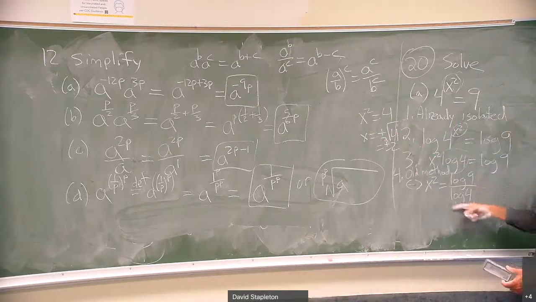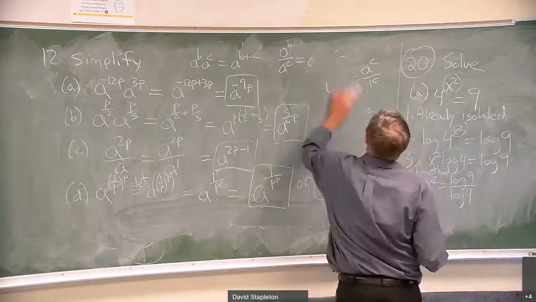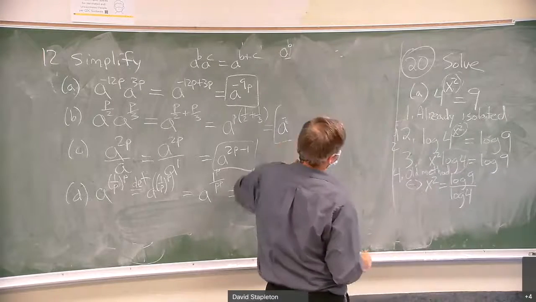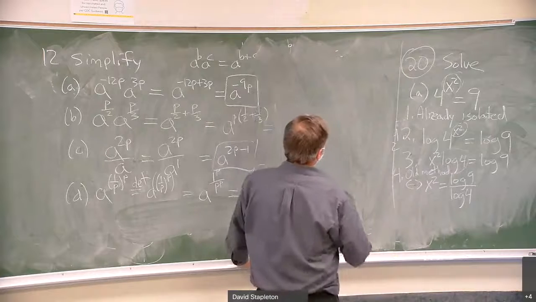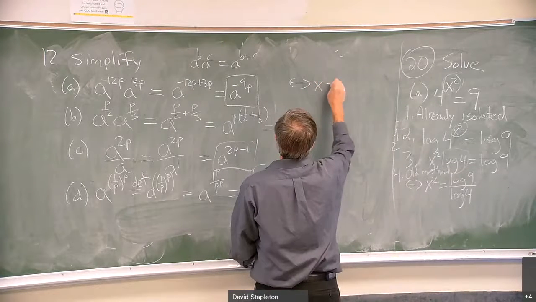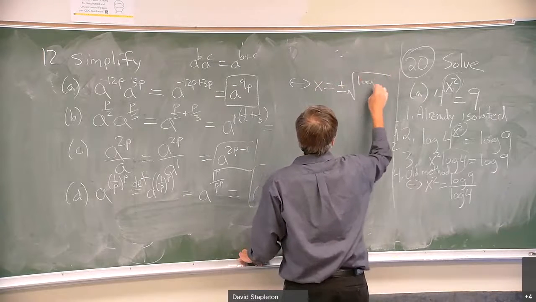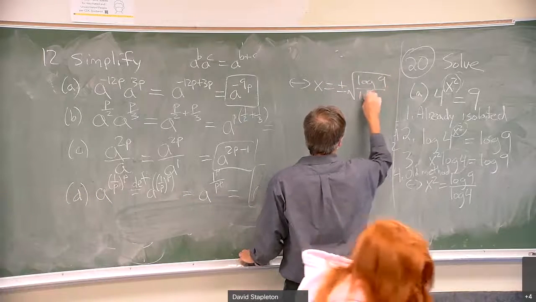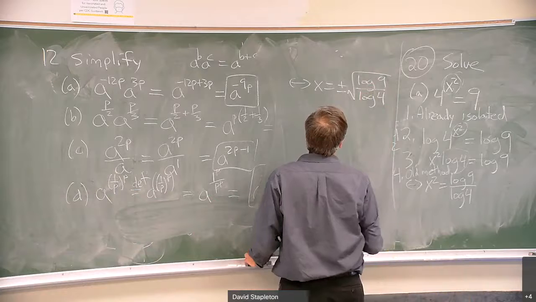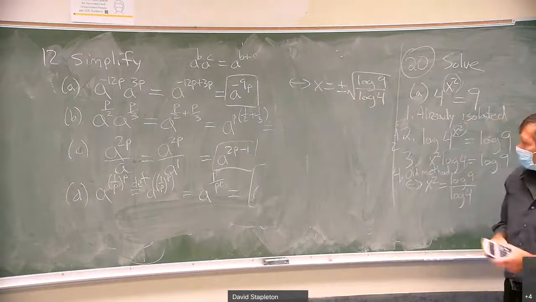Same thing here. If x squared is this number, x should be plus or minus the square root. Hope I don't emphasize that too many times, but it's such a common mistake. I feel obligated to do it a lot of times. So x must be plus or minus, and there's 2 solutions: square root of log 9 over log 4. Let's see what that comes out to be. This is a calculator problem.